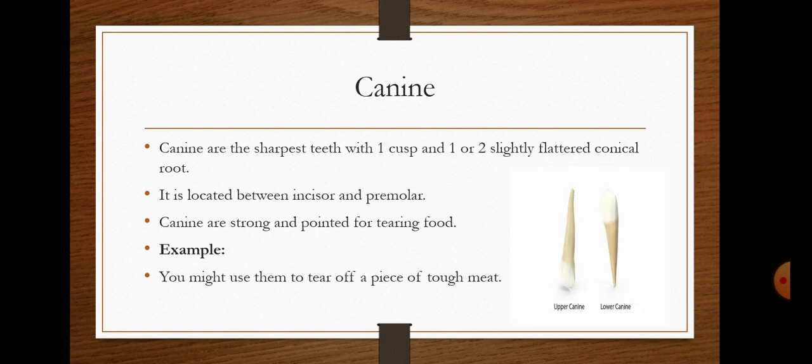Canine. Canines are the sharpest teeth with one cusp and one or two slightly flattened conical roots. They are located between the incisors and premolars. Canines are strong and pointed for tearing food. For example, you might use them to tear off a piece of tough meat.